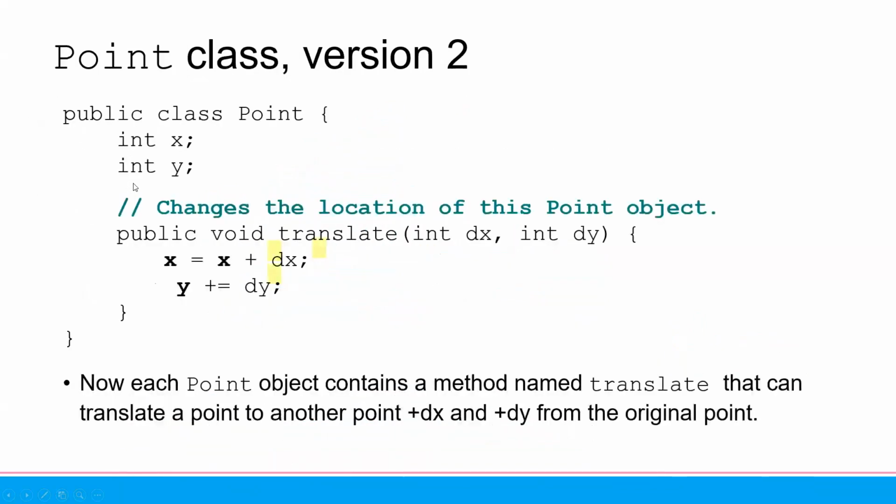Now, I would like to have another kind of point class. So this is the point class with the translate. We have x plus dx and y plus dy. So each point object contains a method named translate that can translate a point to another point, plus dx plus dy from the original point.